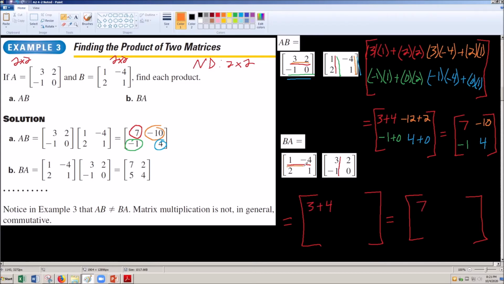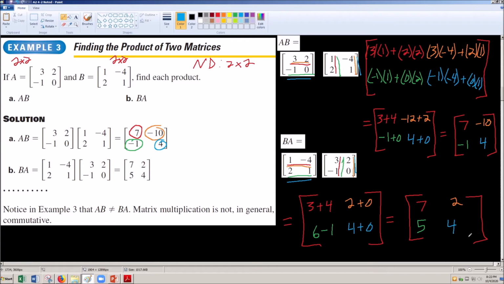Next one, same row, second column. Here I got 1 and 2, negative 4, 0. Typically I wouldn't even write the plus 0, but for illustrative purposes I will. Next one, we have our second row, first column. So 2 times 3 is 6, 1 and negative 1 is negative 1, gives me 5. And then my last one is my second row, second column. So here I got 2 times 2 gives me 4, 1 times 0 is 0.